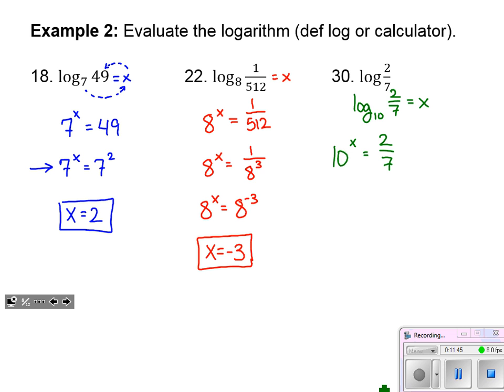So I'm just going to type in log 2/7 equals, and I get negative 0.5441. Okay, and I did round that, but that is the decimal expression for what that logarithm is equal to, that perfect exponent is equal to. Okay, not too bad.